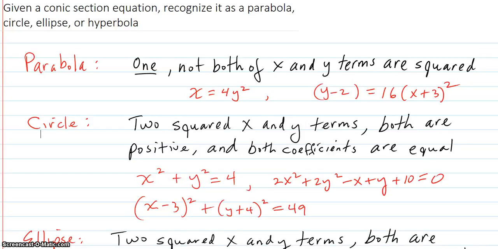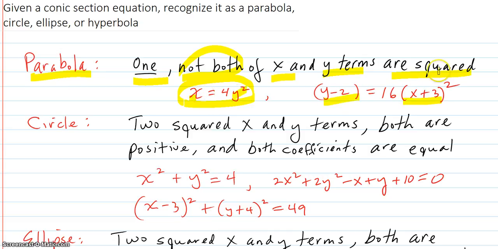Given a conic section equation, recognize it as a parabola, circle, ellipse, or hyperbola. So a parabola is going to have one, not both, of the x and y terms being squared. So this is your typical parabola. The y is squared, not the x. And here's one where the x term is squared, not the y.